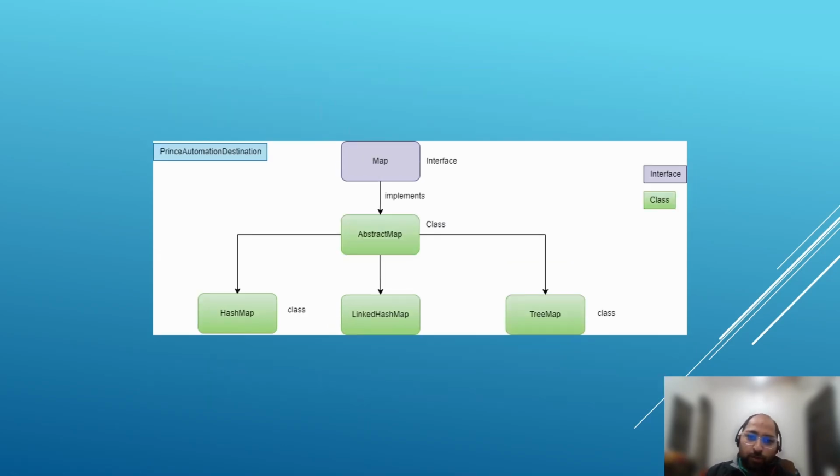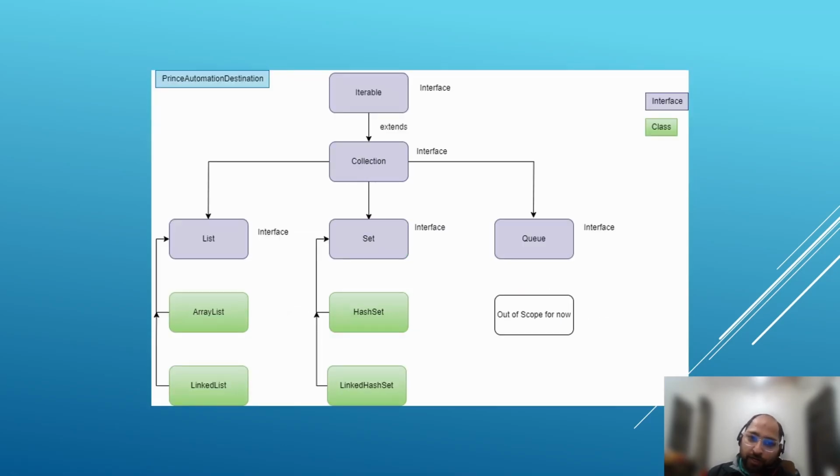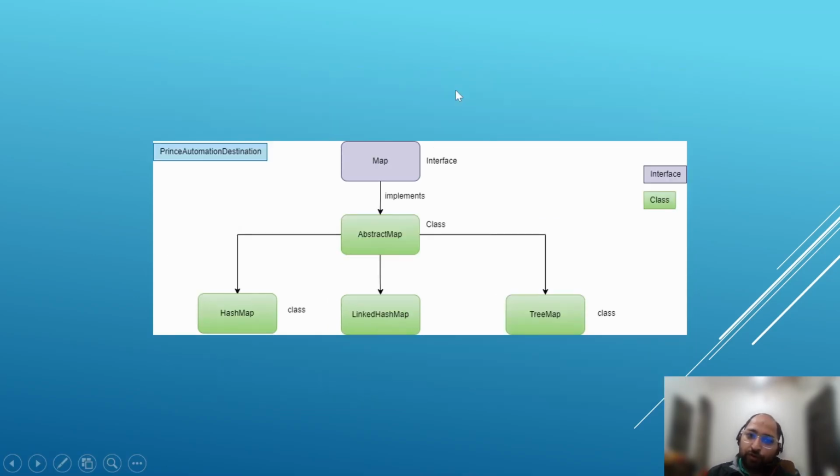Then coming to map, map doesn't fall under iterable, so we cannot utilize the methods of iterable for the purpose of iteration. Map is an interface, though it falls under the Java collection framework itself. And then we have abstract map, which is a class providing the partial implementation. Why am I saying partial implementation? Because this is abstract map.